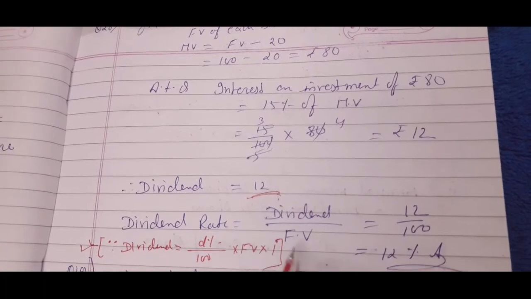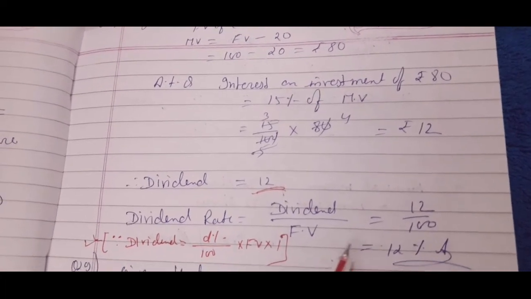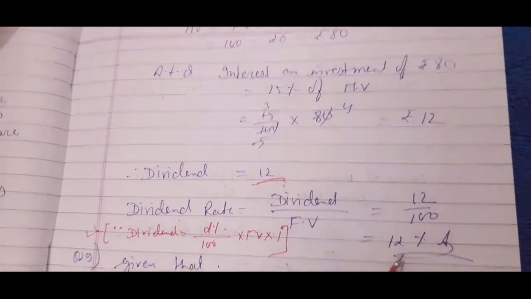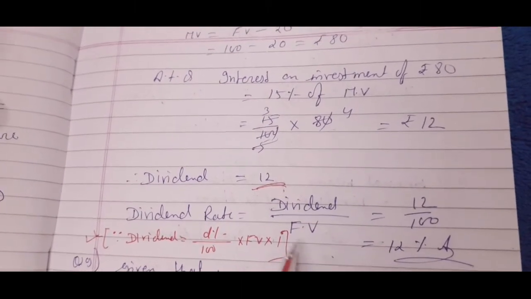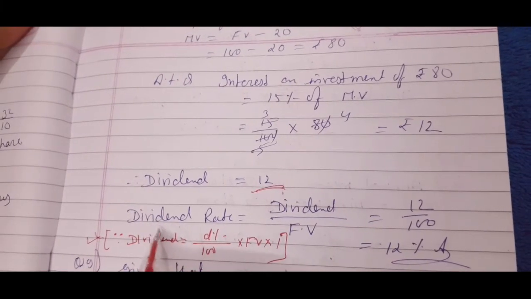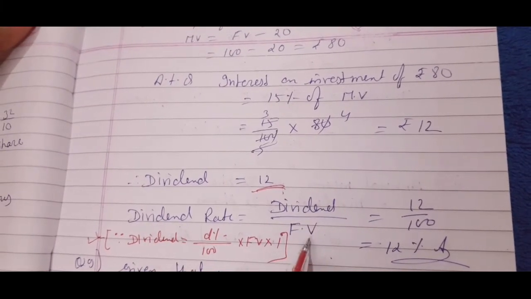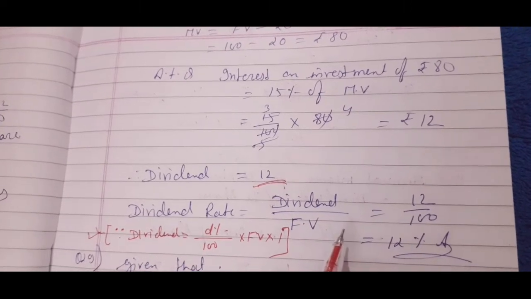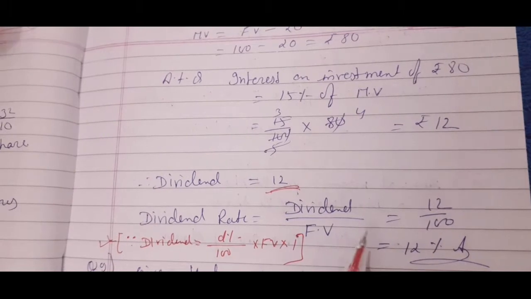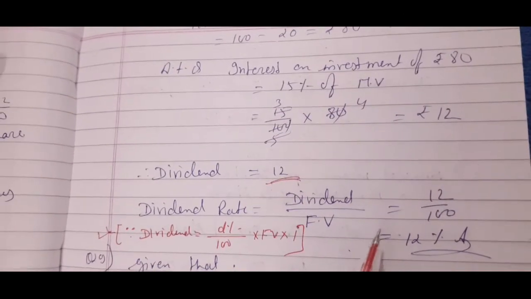See children, one thing I want to explain here: without using any formula of share and dividend we reached our answer, but I want to explain with the help of the formula also, so please focus here. What we did here: dividend rate is equal to dividend upon face value. If someone asks us the loss percent or profit percent, we write loss upon CP or profit upon CP into 100.